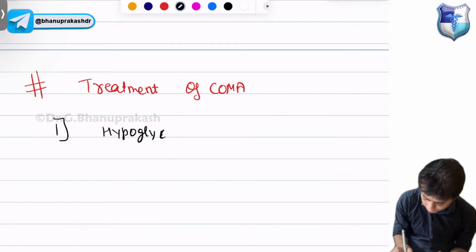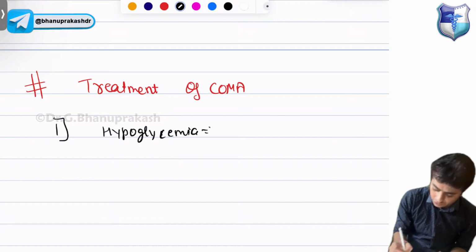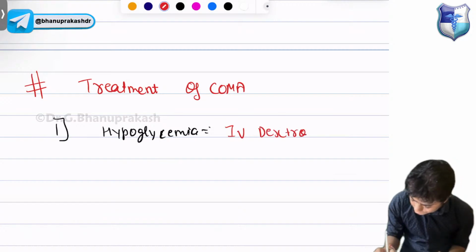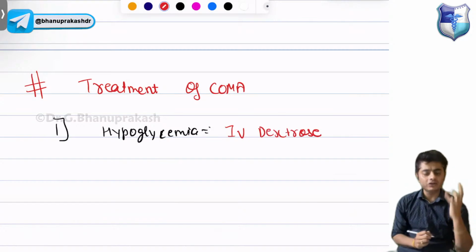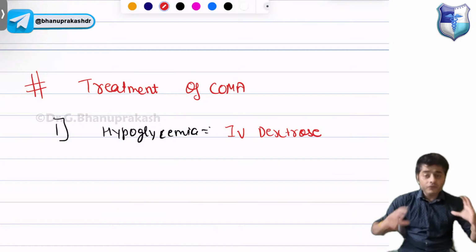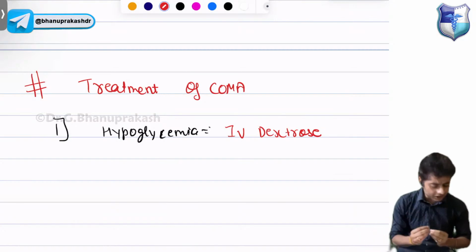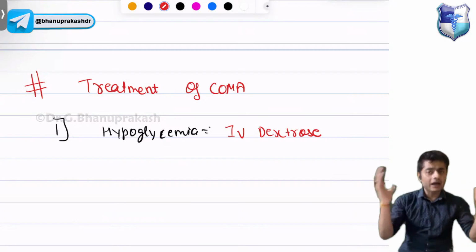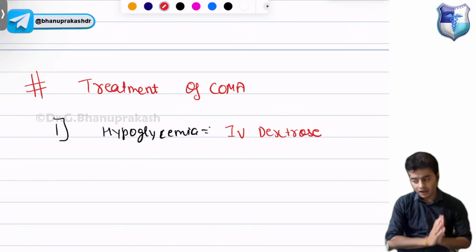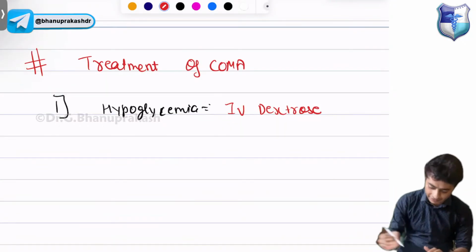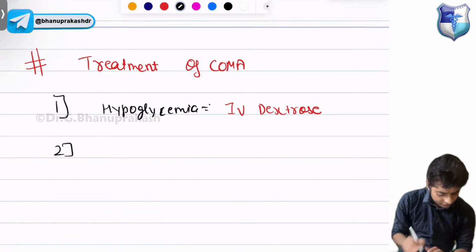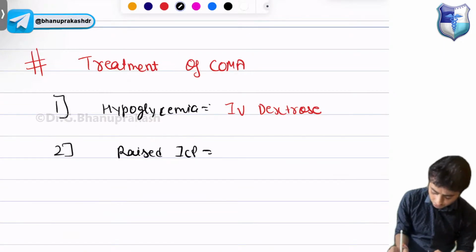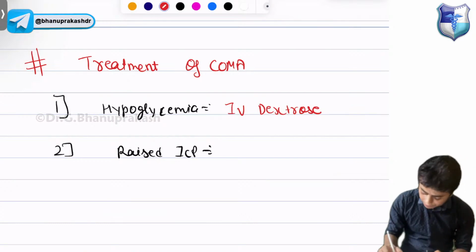Hypoglycemia. You will first give IV dextrose. The most simple thing you can give. You have to start from simple things. First, you will think of glucose. Hypoglycemia, you will give IV dextrose. Okay. Next, if a patient is of raised ICP, then you will give mannitol. Good Harshita Prenka.